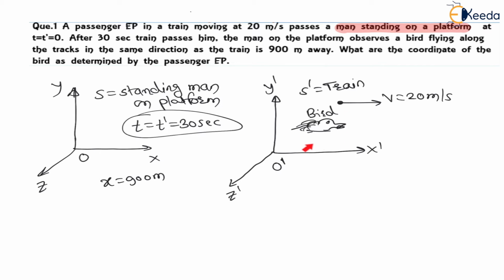Now in this train, the passenger is in this train. In this train, there is a passenger. By this passenger, what are the coordinates seen of this bird? What are the coordinates of this bird?